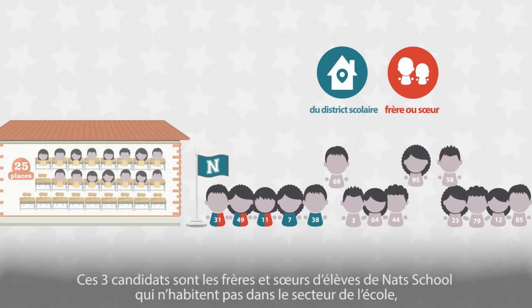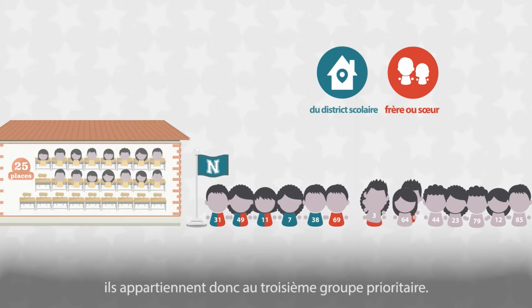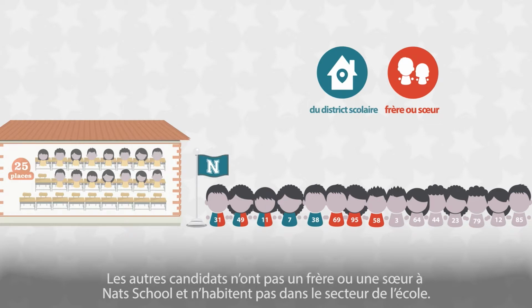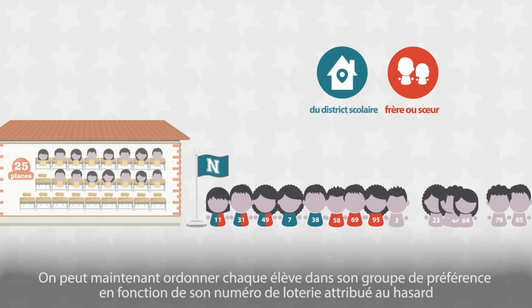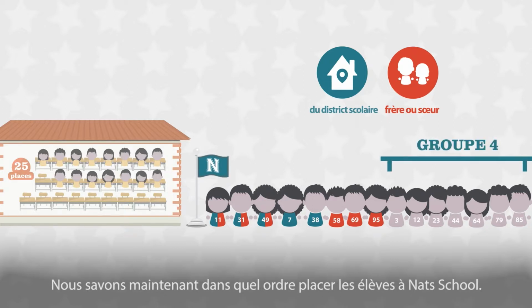These 3 applicants are siblings of current students who do not live in the school's boundary, so they are in priority group 3. The remaining do not have siblings attending Nat's School, nor do they live in the school's boundary. They are in the final group. Now, we can line up each student within their lottery preference group in order of his or her random number. Now we know in what order to place students at Nat's School.